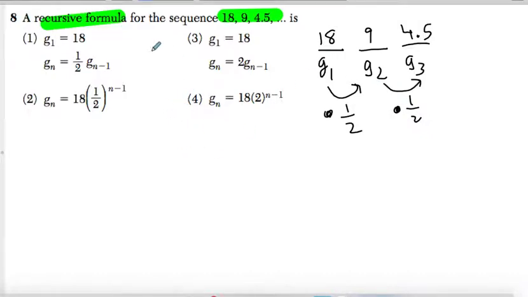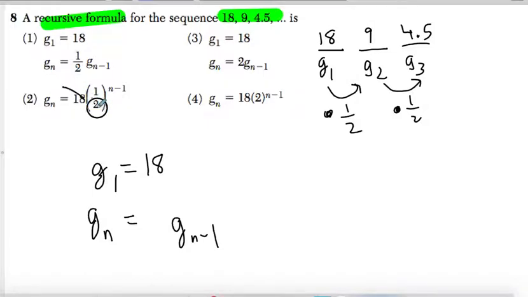So the first thing you want to do is, a recursive formula always involves stating the first term first, which is 18. G1 is the first term. And then there's a rule for what you do in order to get the nth term. There's something you have to do to the n minus 1 term. These two are explicit formulas, so they're no good. What do you do to the previous term to get the next one?